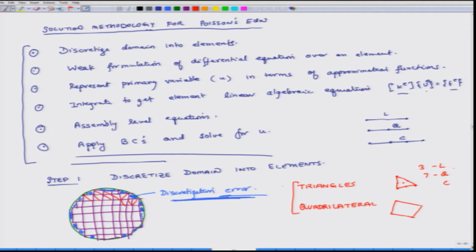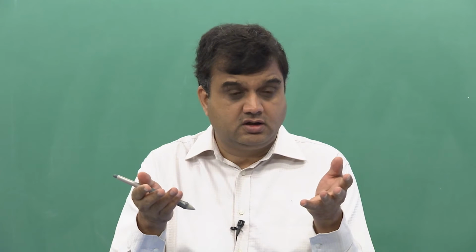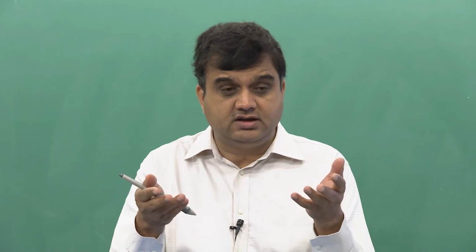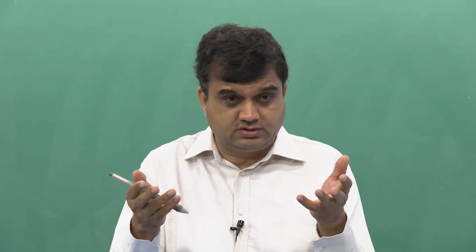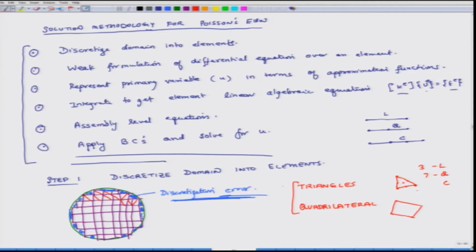So, whenever you do finite element analysis, you have to make sure that not only you decide what is the shape of your elements, but also what order these elements are. Are they linear or quadratic and so on and so forth. Okay. So, this is one thing. The same thing is true for quadrilateral elements also.